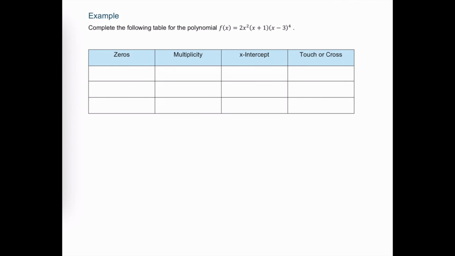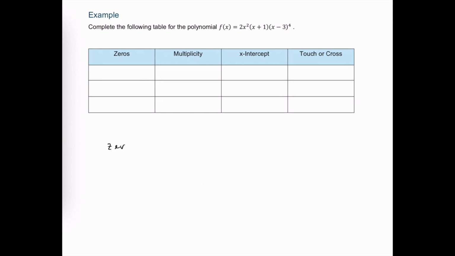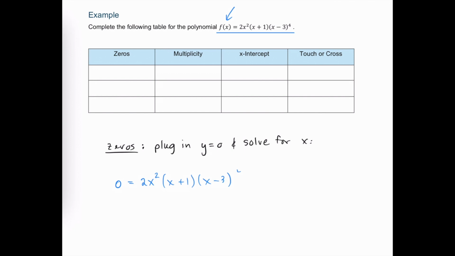As a reminder, the multiplicity of a zero is algebraically determined by the power on the factor that generates the zero. In order to find the zeros of a polynomial, we're going to do the same thing that we did to find the x-intercepts of the polynomial, because the zeros and the x-intercepts are closely related. We're going to plug in y is equal to 0 and solve for x. So in the polynomial function, we'll plug in 0 for y and solve for x.